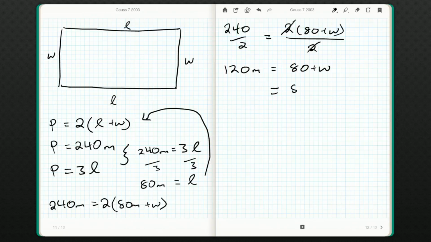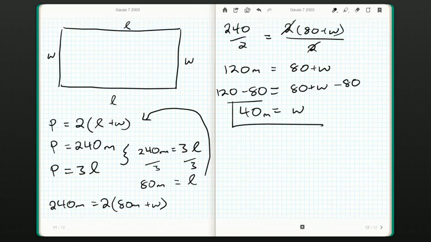How do I undo that? I subtract 80. But whatever I do to one side, I have to do to the other. 120 minus 80, we can grab our calculators. That's going to be 40 meters. 80 minus 80, it's designed to cancel out. So we should just get W over here. And now we have W equals 40 meters.